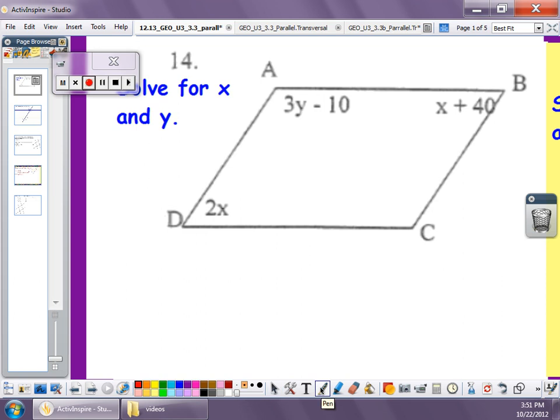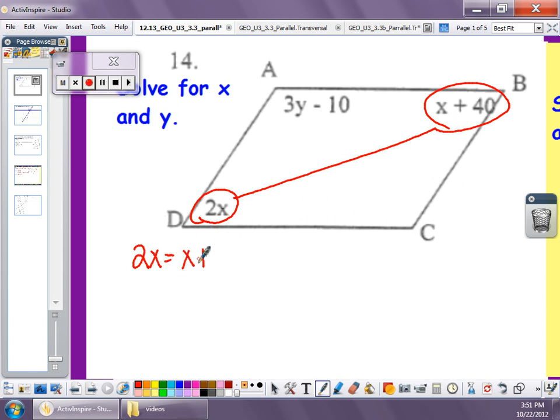We learned that opposite angles are congruent. When things are congruent, we set them equal to each other. And I'm not going to solve all of these out, but feel free to show all the steps. Subtract x from both sides. X equals 40. So I'm going to go ahead and put in the 40 for the x.